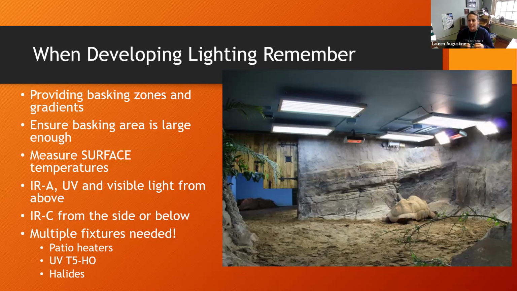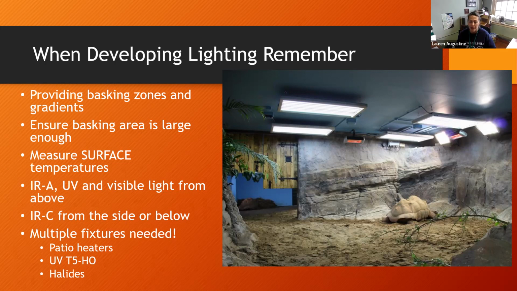And it's important to remember the animals don't separate out the portions of sunlight, right? They get them all at once. So they're not able to say, oh, I just want UV or I just want heat, right? They all come together in a package from the sun, but they come in a gradient that the animal can select from. Make sure we're measuring surface temperatures, not air temperatures. And when we're thinking about our animals and how they are basking and absorbing heat, we want IRA, UV, and visible light from above. And then we can offer IRC from the side or below. And again, we are going to need multiple fixtures.